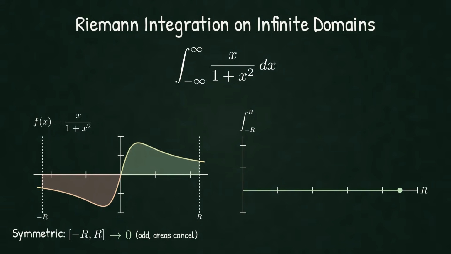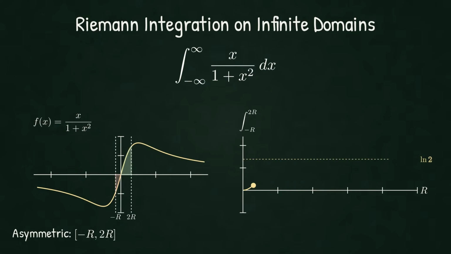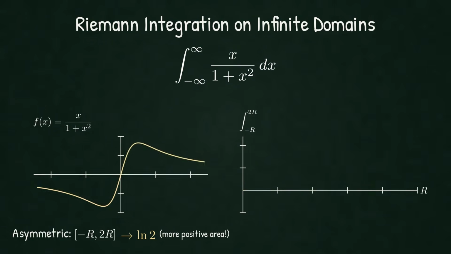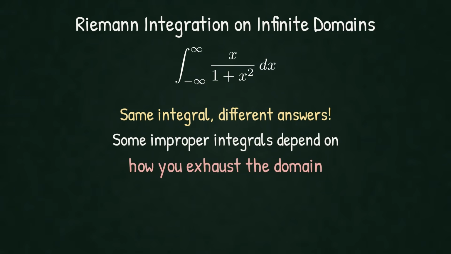But wait, what if we use a different exhaustion? Integrate from negative r to 2r. Now we're including more of the positive side. As r goes to infinity, the answer is now the natural logarithm of 2. Same integral, but two different answers. This is the problem. Riemann improper integrals can depend on how you exhaust the domain. Different exhaustions can give different values.